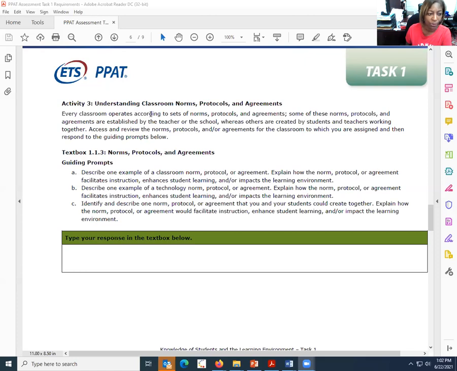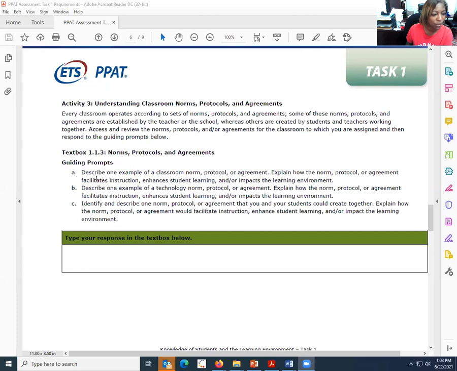So some of these norms, protocols, and agreements, and the agreements are, of course, what you and maybe your students agree that you're going to do. Sometimes we allow students to help us to decide on the classroom. So we all agree that that's what that would be. So we pick out the norms, the protocols, or agreements are established by the teacher or the school, whereas others are created by students and teachers working together. Access and review the norms, the protocols, and agreements for the classroom to which you are assigned, and then respond to the following prompts. Text box 113, norms, protocols, and agreements.